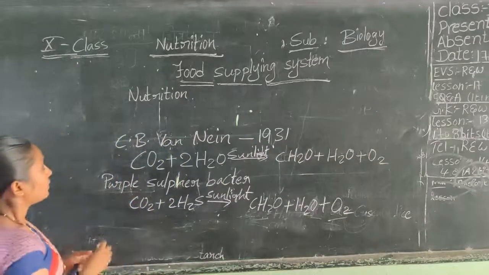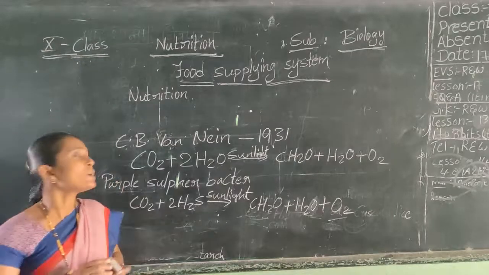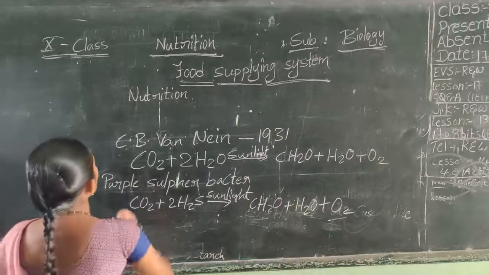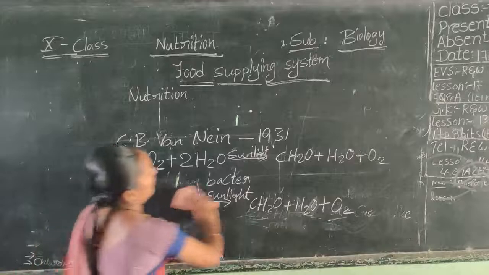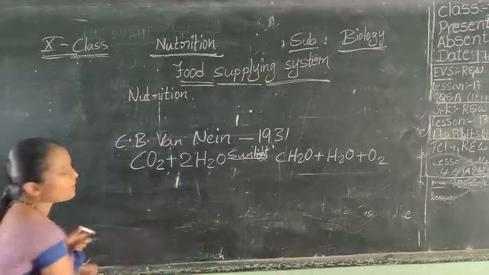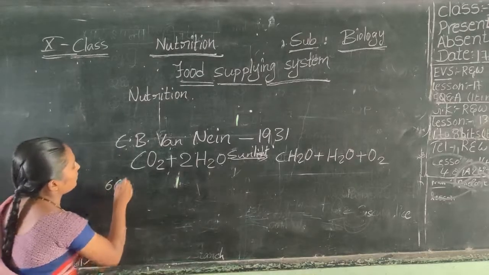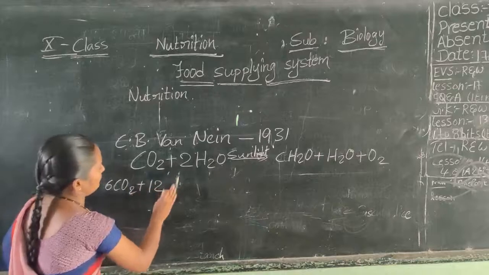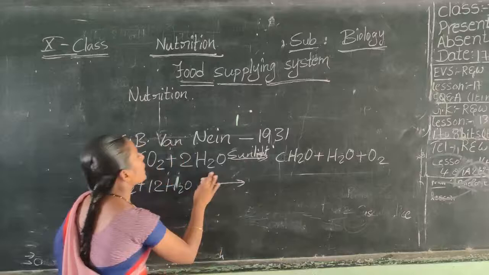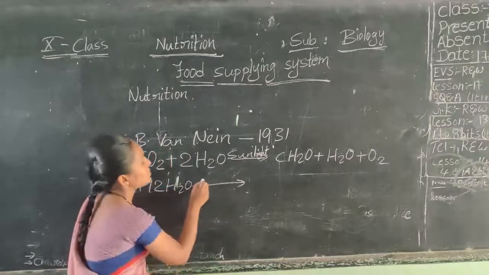And then this was balanced by one more scientist, his name is Robert Hill. The balanced equation was derived by Robert Hill. What is the balanced equation? 6 molecules of carbon dioxide react with 12 molecules of water in the presence of sunlight, only in green plants. That is, chlorophyll is the pigment in green plants. So sunlight.